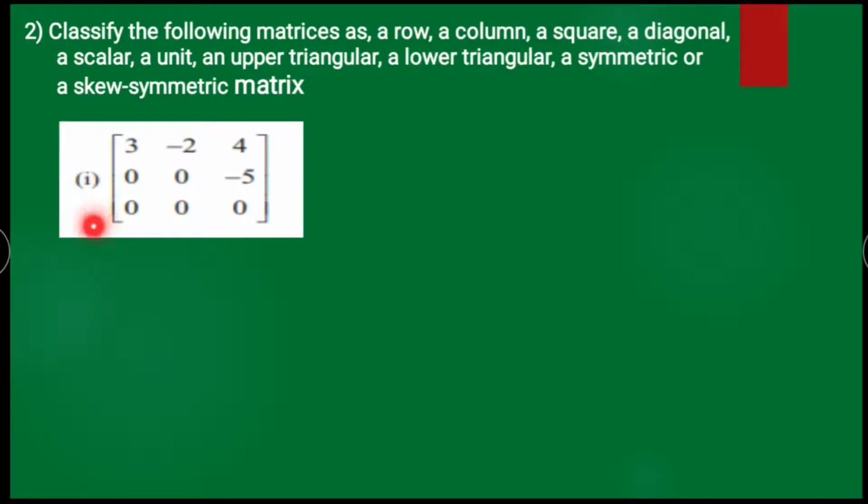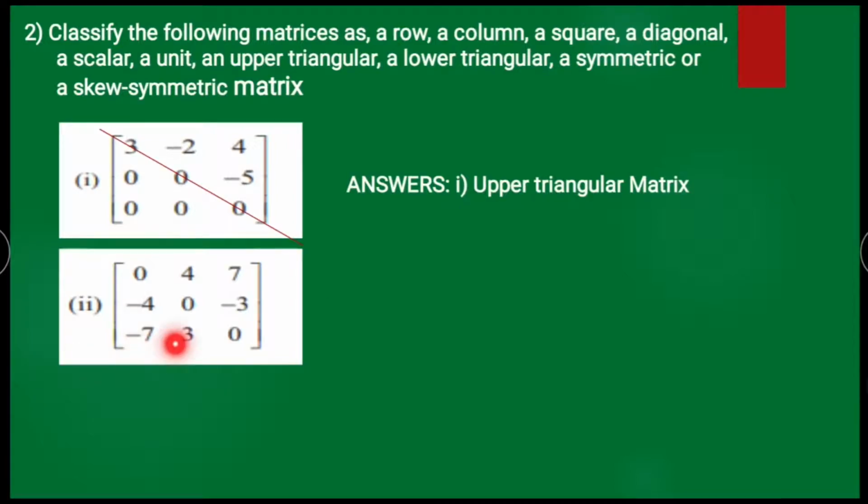So see first example. Here in this matrix, if we consider diagonal elements as 3, 0, 0, then the elements below this diagonal are all 0. This is an example of upper triangular matrix. So this is upper triangular matrix.